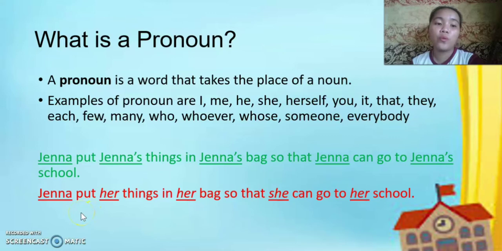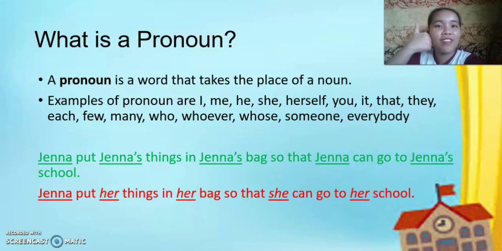If we compare the two sentences, the first one always repeats the name of Jenna, while in the second one, Jenna's name is only mentioned once and was replaced by the pronouns. So these are now the pronouns, class, her and she. So see the difference? The underlined words are now not repeating from the first one. Okay, Jenna's name is not repeating now. So that is the use of pronouns. They take the place of the name of Jenna with whatever pronoun is appropriate to the sentence. So here, Jenna's things has been replaced with her things. Jenna's bag has been replaced with her bag. Jenna can go, so she can go. So it was replaced by the pronoun she.